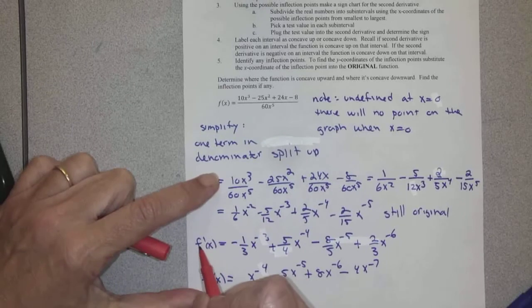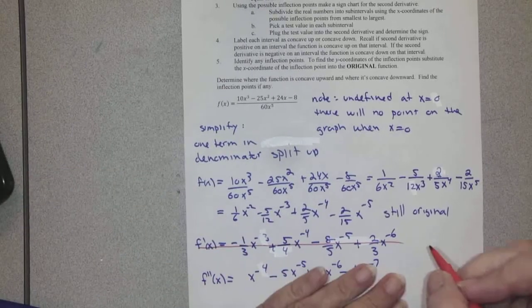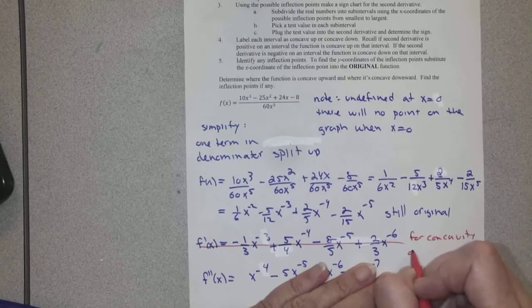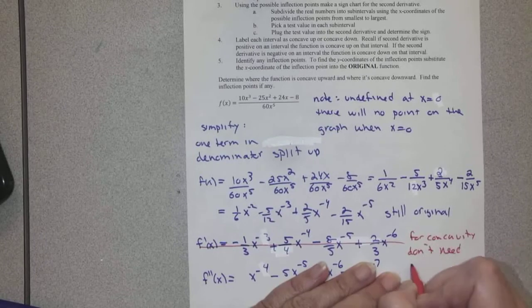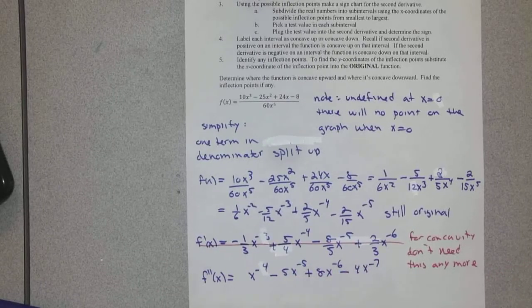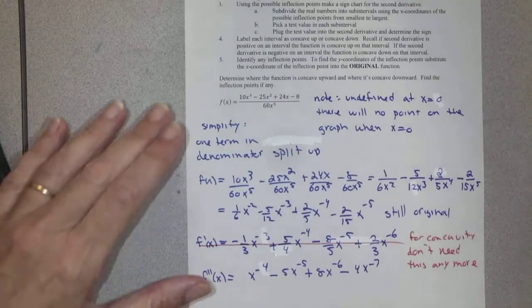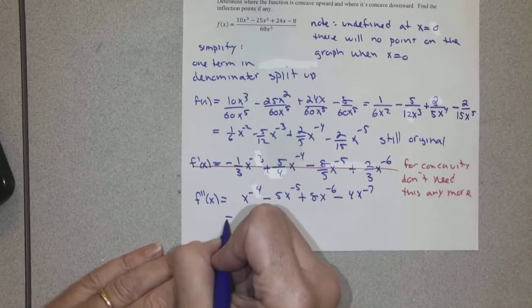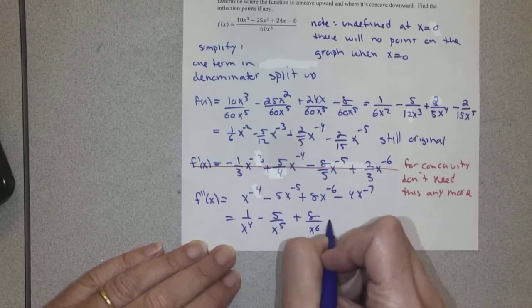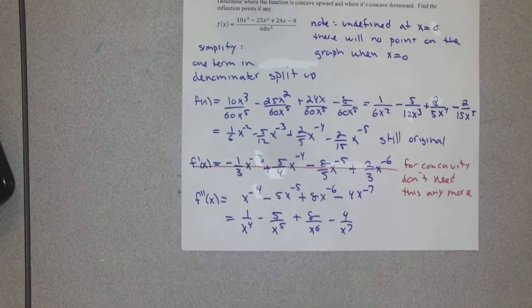Now, I'm going to draw a line through the first derivative, only because we no longer need, for concavity, we don't need this anymore. Concavity is entirely about the second derivative. Once you get to the second derivative, you ain't looking back to that first derivative for any information at all. So we're just going to draw a line through it to remind us not to use it. And then because we're about to switch to algebra, I'm going to go to positive exponents because I prefer positive exponents when I'm doing algebra. So there's my second derivative.